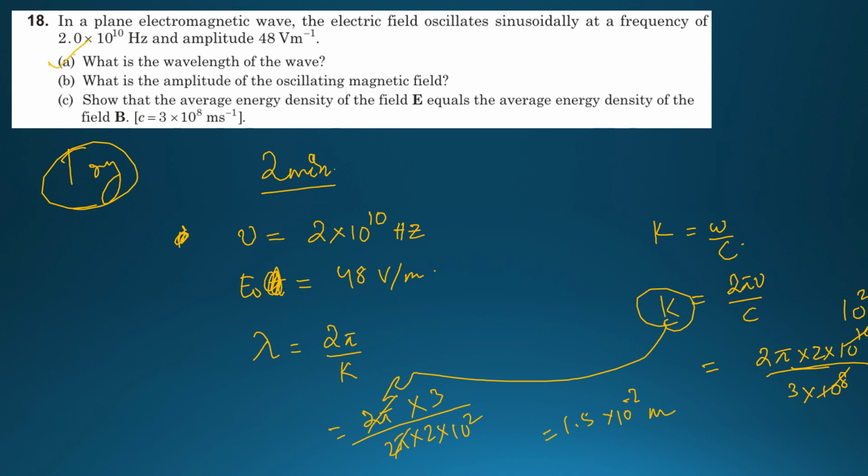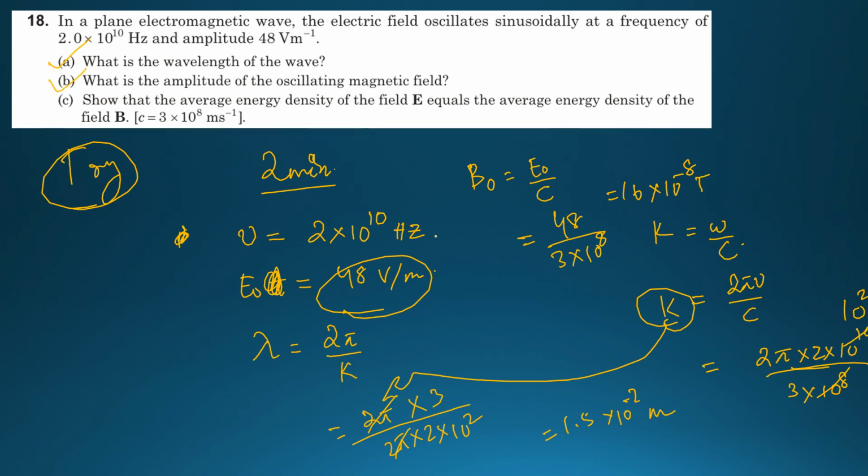What is the amplitude of the oscillating magnetic field? We know B naught is equal to E naught by c. Very easy. So 48 by 3 into 10 to the power 8, which is 16 into 10 to the minus 8 Tesla. Then, that the average energy density of the electric field equals the average energy density of the magnetic field, this is a proof, so we don't need to do it. We won't have proofs in the exam. So let's leave it. Next question.